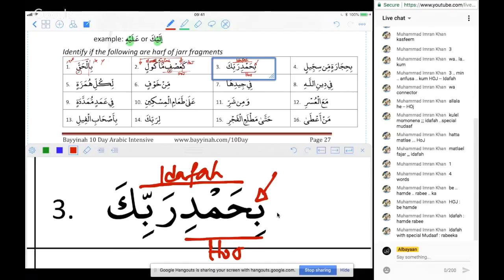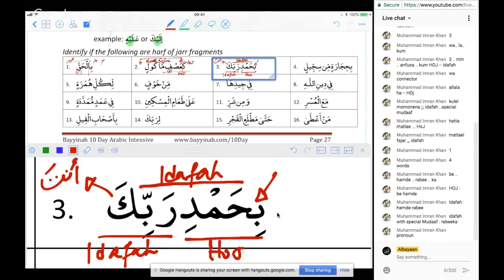Mudaf Imran. Rabbika, I agree with you. It's an idafa, yes, with a pronoun, but not with this special mudaf. Probably it's a typo you've done, right? So it's with a pronoun. This is a pronoun, anta. It's an attached form of anta, right? The three fragments operating here.